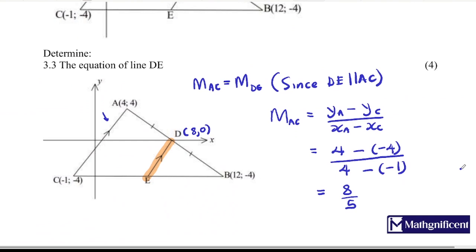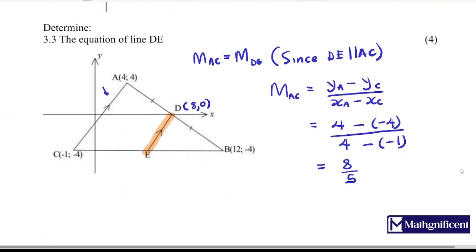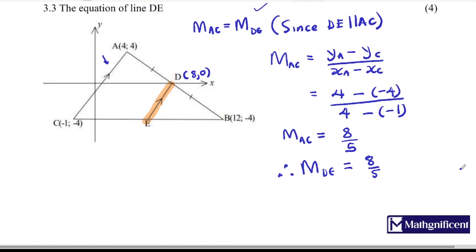So that gives us 8/5. Now that we have determined the gradient of AC, we can say that therefore the gradient of DE is equal to 8/5, right? Remember this from the statement we made here. So now we go on further. Now we have the gradient. And what do we know from this line DE now? We now know the gradient.